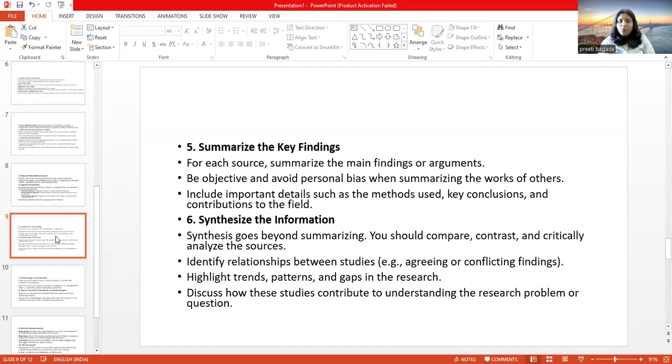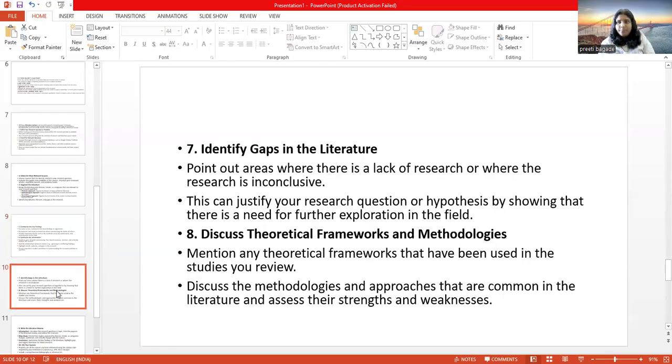Sixth step, for writing your literature review, you have to synthesize the information. Synthesizing goes beyond summarizing. You should compare, contrast, and critically analyze the sources. Identify relationships between studies, agreeing or conflicting findings, highlight trends, patterns, and gaps in the research, and discuss how these studies contribute to understanding the research problem or question.